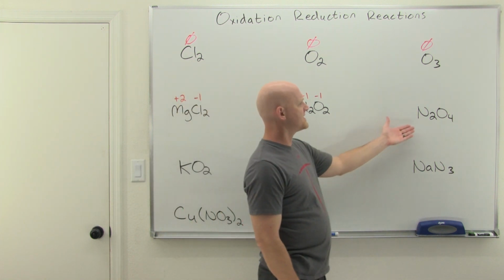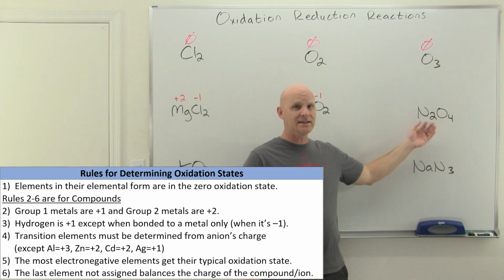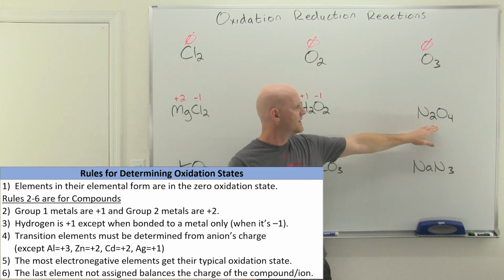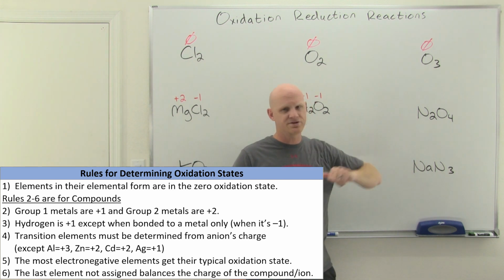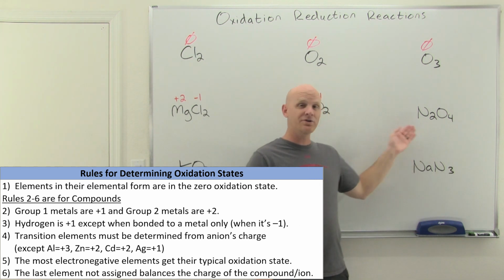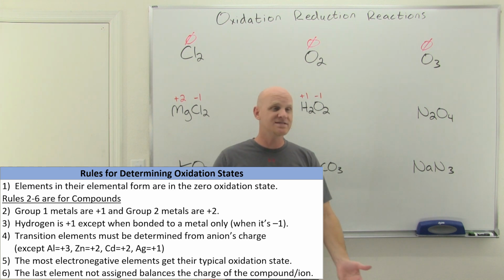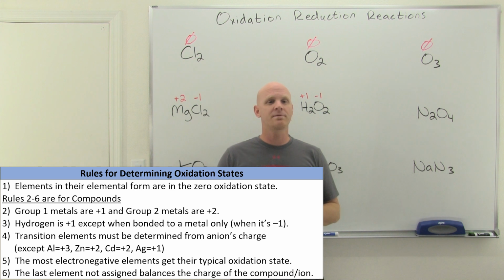All right, so let's go to the next one here. Rule number 1, again, we skip, doesn't apply. We have a compound. We don't have any elements in their elemental form. Rule number 2, there are no group 1 or group 2 metals, so skip rule number 2. Rule number 3 deals with hydrogen. Well, we don't have any hydrogen, so skip rule number 3. Rule number 4 is all about transition metals. Well, we don't have any transition metals from the middle of the periodic table, so we skipped rule number 4. And then we move to rule number 5.